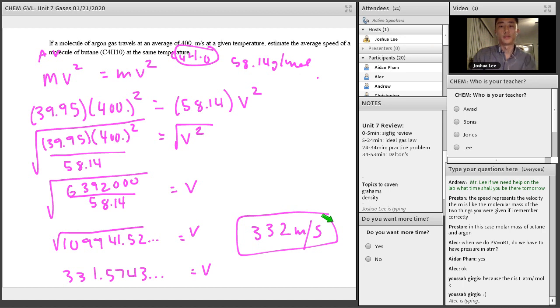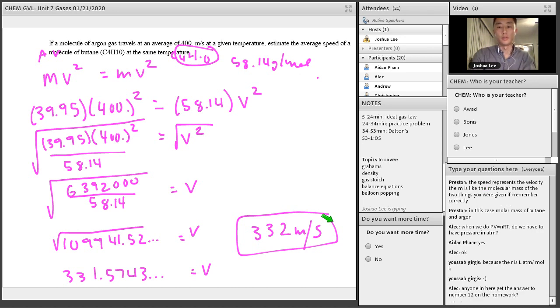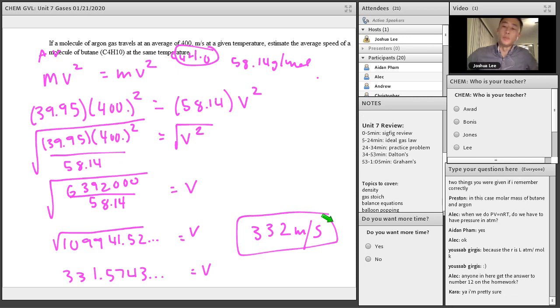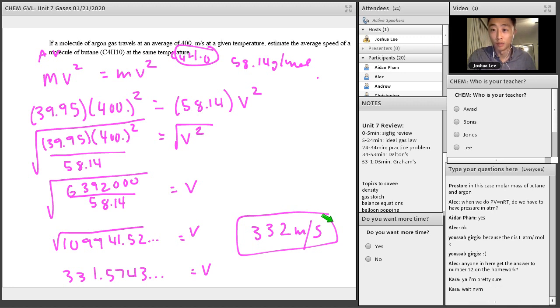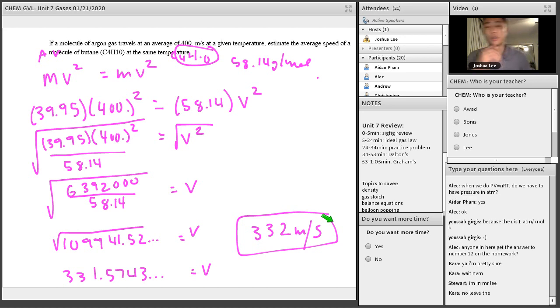All right, Dalton's law. Anyone here get the answer to number 12 on the homework? Wow, Alec, not everyone is in my class. Gosh, just kidding. Only two of you aren't in my class. And the other two are in Lockman. Oh, I should probably add Helm back. Because technically Lockman is Helm. I'll do that later.